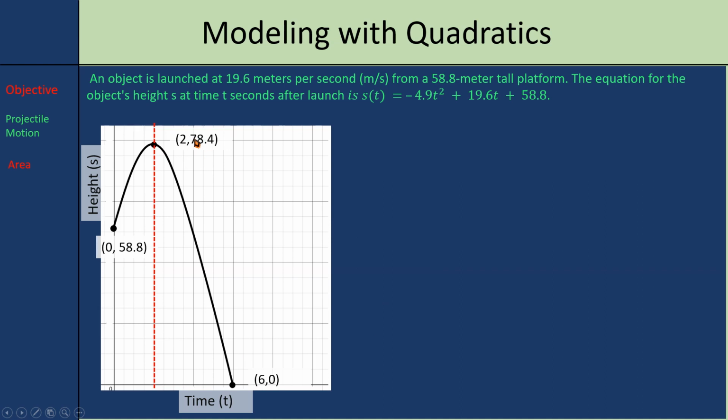So that should be 78.4, comma 2. But I made the mistake there. Wait, no, that's right. Nope, never mind. That's right. I fixed that. So based on this, you can answer all kinds of questions.